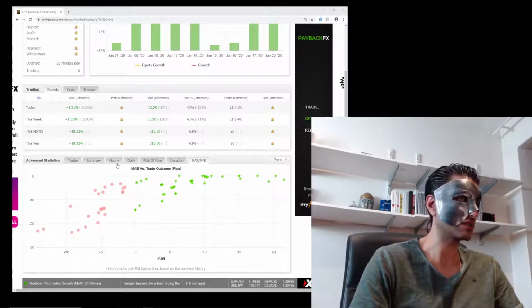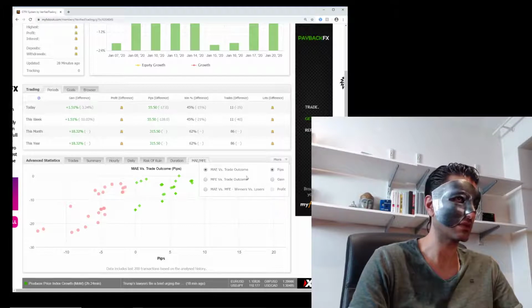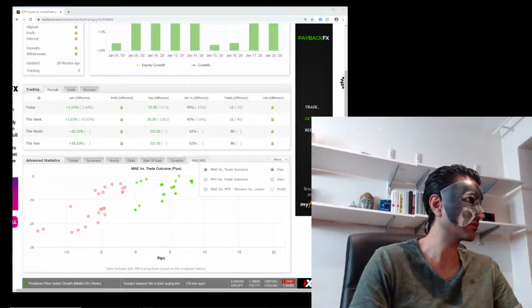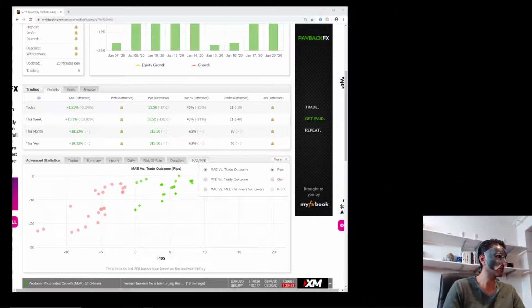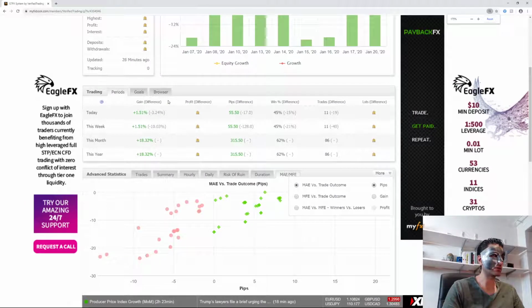But coming back to the statistic, there's MAE and MFE. To keep the video short, I'm just going to cover one of them, which I think is the most important one, and then we'll come back to the other one later. It's called MAE versus MFE. Now, if I just minimize myself here and maximize the screen so you can really zoom into this number.